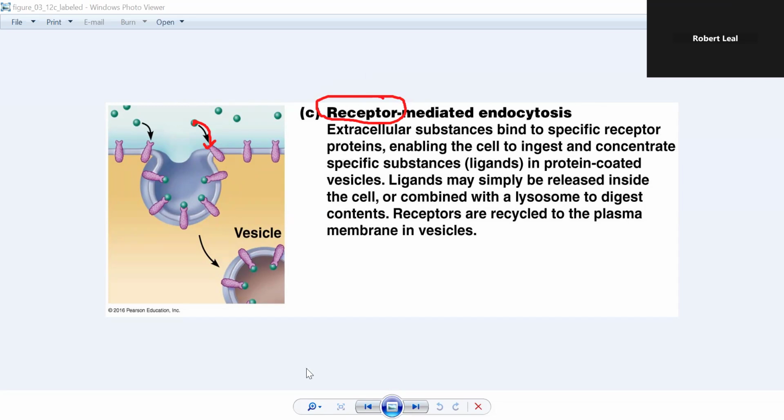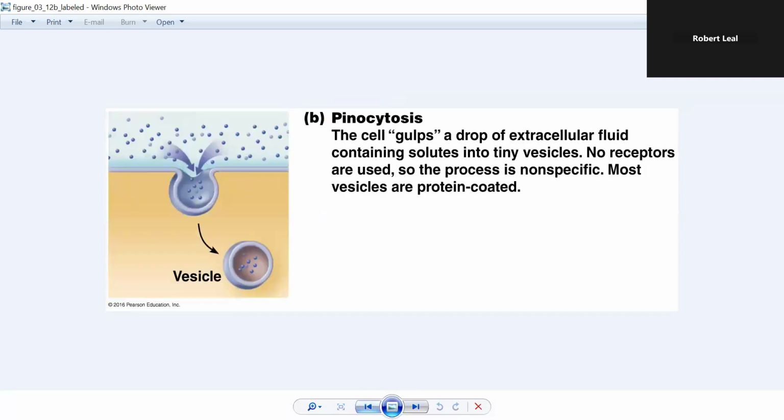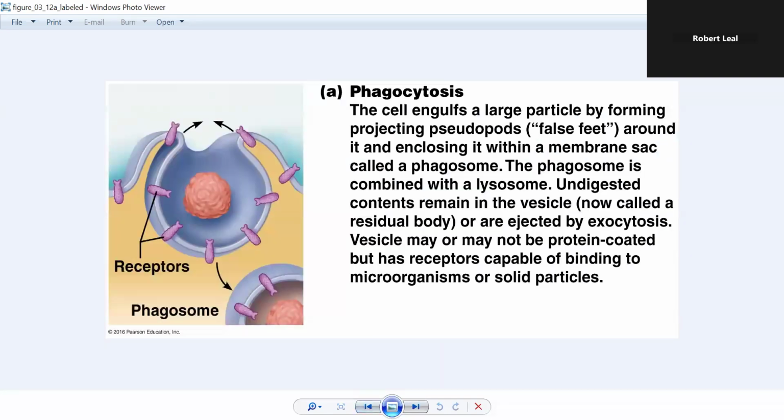What I need you students to focus on are just pinocytosis, substance small, liquid-like, membrane folds in, versus phagocytosis, the substance is large, solid-like, the membrane folds out to bring the contents in.